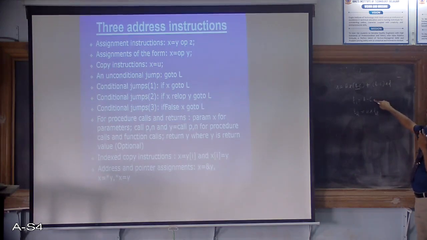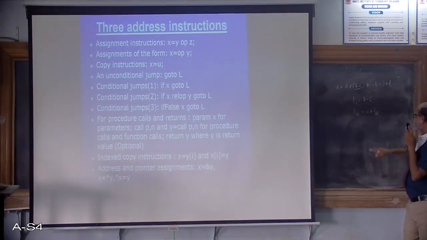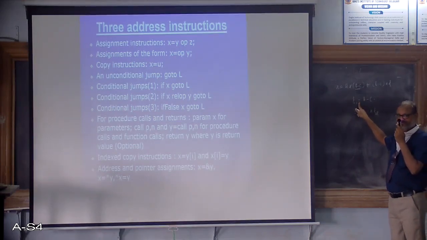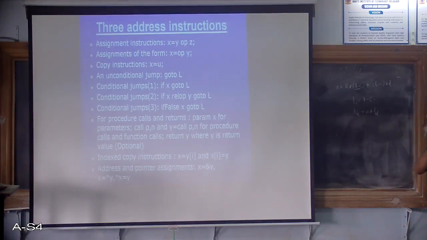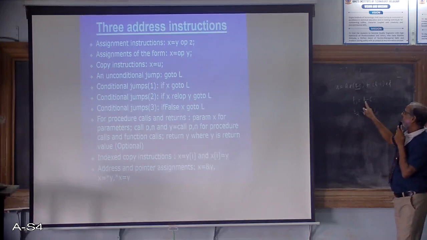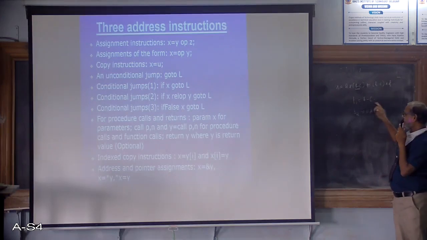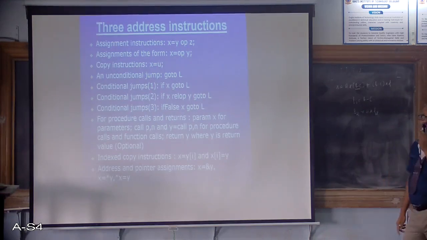So why is it called a three address code? Because there are three addresses here: one is the compiler generated temporary, and two are programmer defined names, and there is only one operation. The assignment is not actually counted as an operation because it is done internally. A CPU register is used to store the temporary, so it is not a memory reference taken as a separate operation. So subtraction is the only operation in this assignment. This is my three address code of the first type, that is assignment instructions.